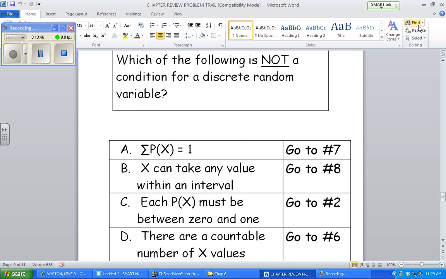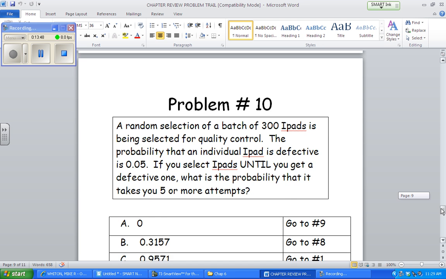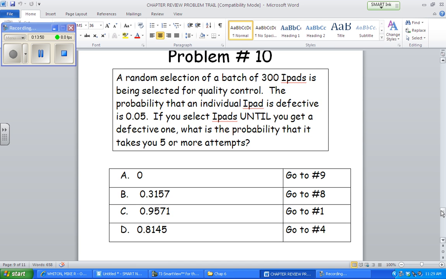And finally, the last question, number 10. Back to the iPads. The probability that an individual iPad is defective is 0.05. If we select until you get a defective one, until your first success, that's geometric. Remember, there's actually a couple differences with geometric. The geometric is until your first success, and there is not a set number of trials because you don't know how long it's going to take until you get your first success. So this one's asking what are the chances it takes you 5 or more?